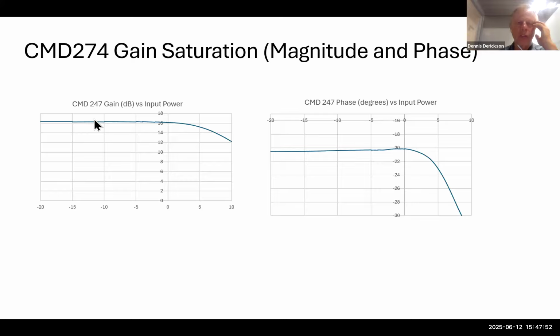Here's the nonlinearity measurement of both magnitude and phase, showing gain versus input power and phase versus input power. This is useful in predicting the degradation of the amplifier by AM to PM and AM to AM conversion factors, which I'll go into in a next presentation on that.